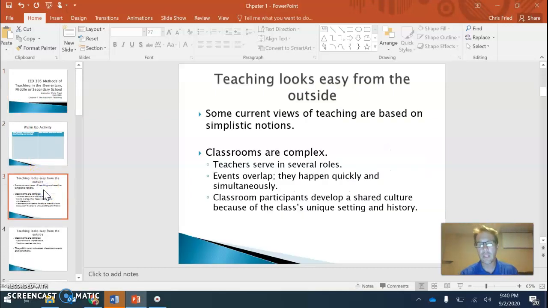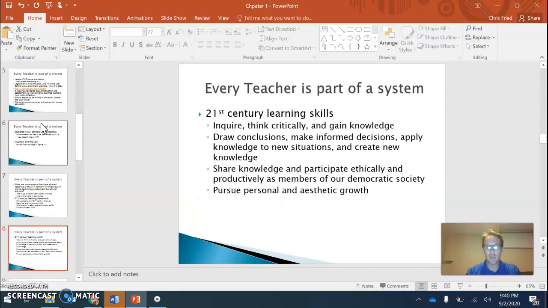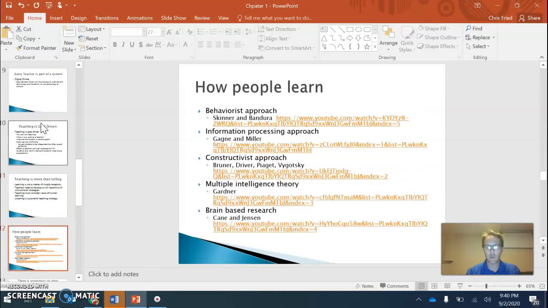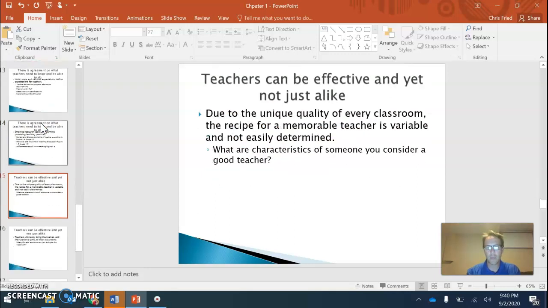The big component in there is these 6 propositions of teaching, and so they are: teaching looks easy from the outside, every teacher is part of a system, teaching is goal-driven, teaching is more than telling, there is agreement on what teachers need to know and be able to do, and teachers can be effective and yet not alike.